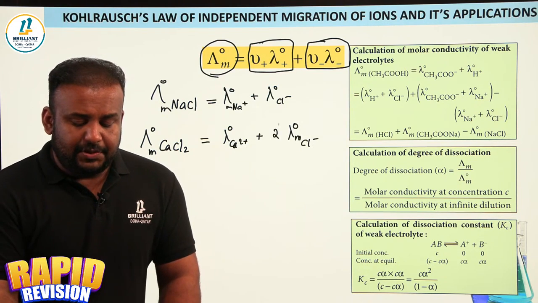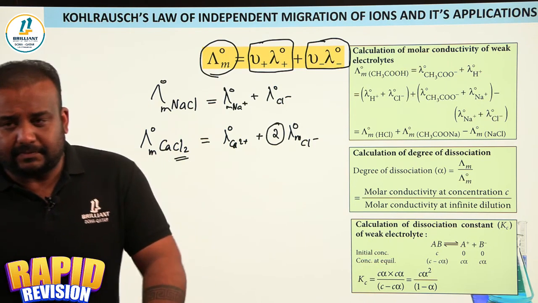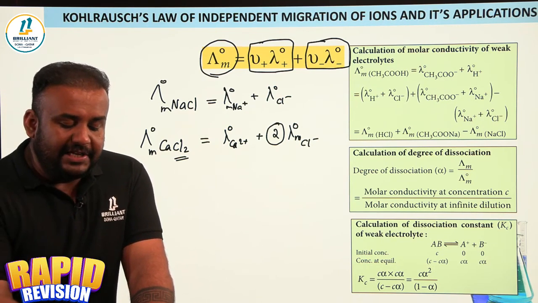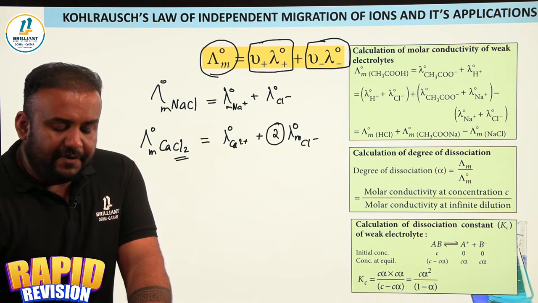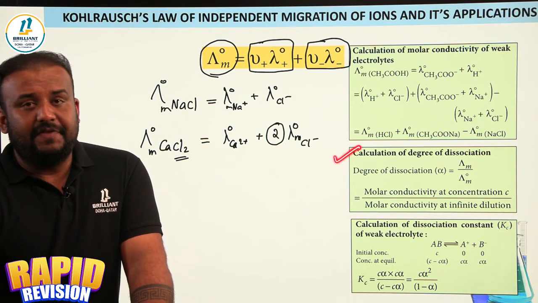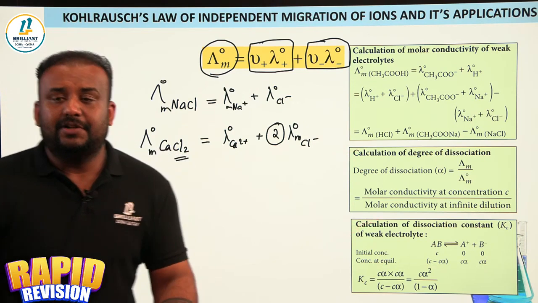Why? Because 2 is the stoichiometric coefficient, because there are 2 chloride ions. Is that clear? This is Kohlrausch's law. And what are the applications of Kohlrausch's law? You can use it for calculation of molar conductivity of weak electrolyte, for calculation of degree of dissociation, and for calculating dissociation constant.